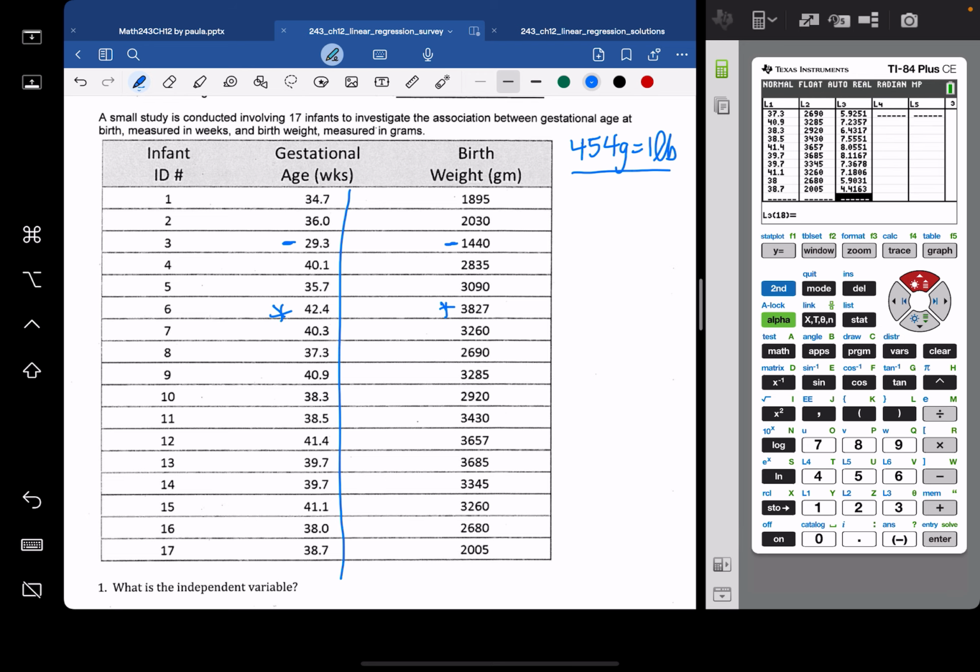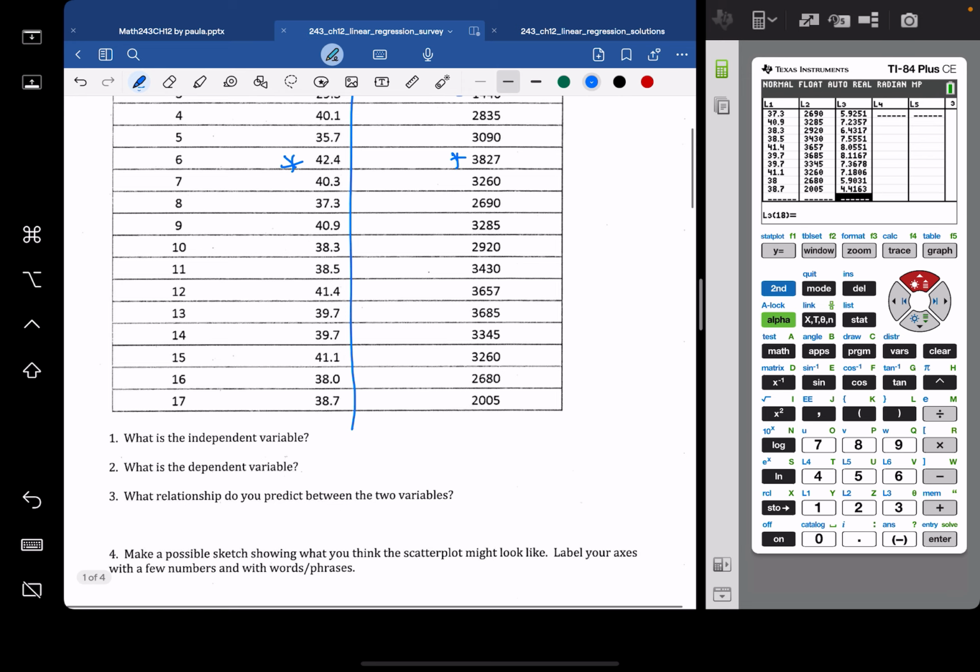So what is the independent and what is the dependent variable? Well, y is the dependent variable. It depends on x, and that is the baby weight. It's dependent because it depends on age. And x is equal to the baby's age in weeks. And we could say that this was in grams.